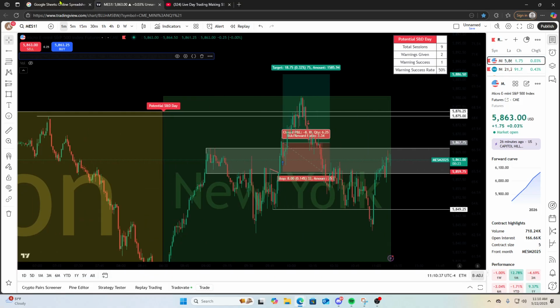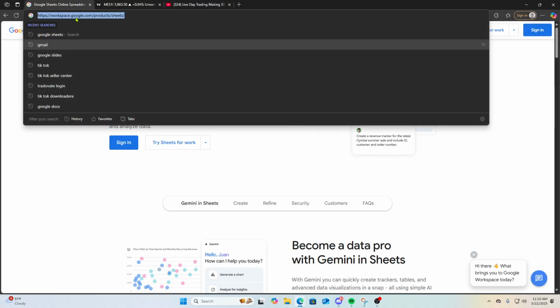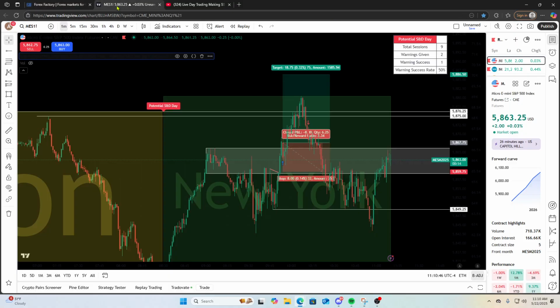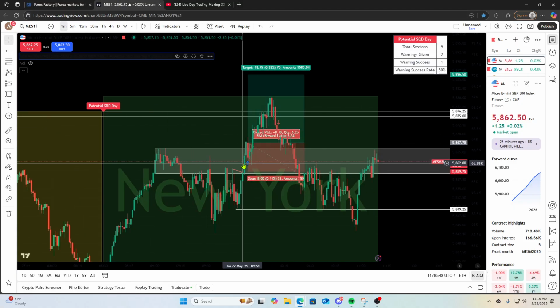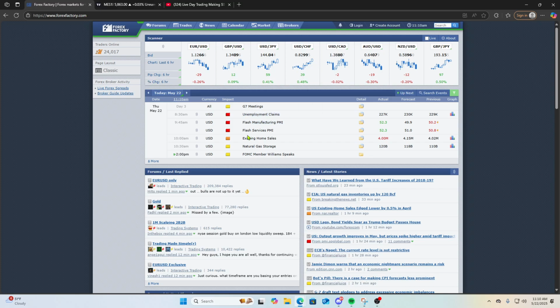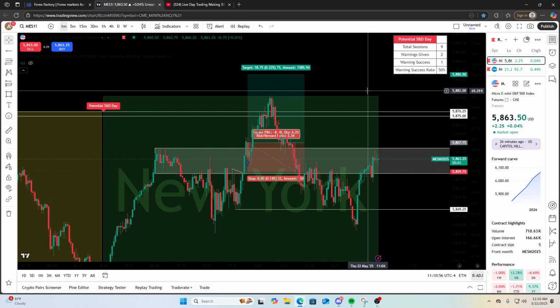I'm going to follow all my confluences. It was pretty good with news today too. Not a whole lot of news, to be honest. We had PMI at 9:45, and that 9:45 candle was just a slightly bigger doji candle. It wasn't really much. And then we had unemployment this morning. So that was all the news that we had this week.